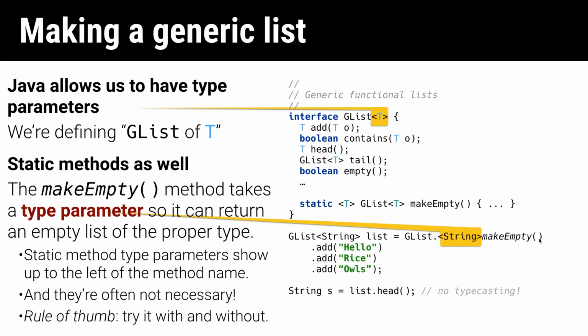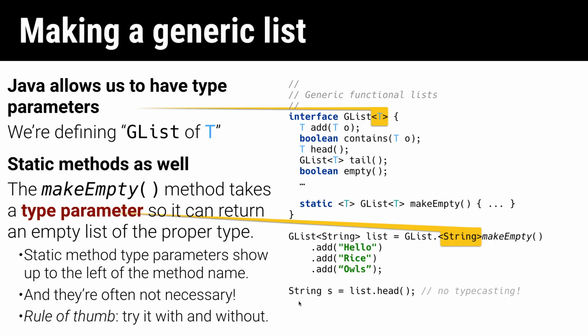So when we say glist.makeEmpty, the type parameter goes here to the left of the function, but to the right of the dot. It's a little bit ugly, but this is how we say make me an empty glist of string, and then we can add hello, add rice, add owls, etc. And notice down here, when I say list.head, I don't have to do a typecast.